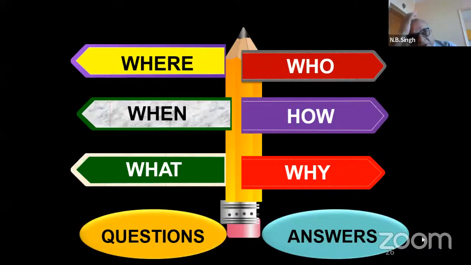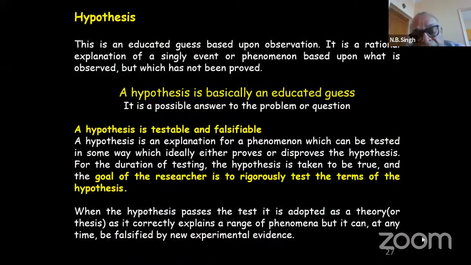Now, in research, as I just pointed out earlier, there are a number of questions: what, when, where, who, how, why, and many more questions. And in research, you have to answer these questions in a systematic way. In order to solve the problem or in order to answer the questions, you have to develop certain hypotheses. Hypothesis is nothing but an educated guess. So, what is hypothesis? This is an educated guess based upon observation. It is a rational explanation of a single event or phenomenon based upon what is observed but which has not been proved. A hypothesis is basically an educated guess. It is a possible answer to the problem or question.